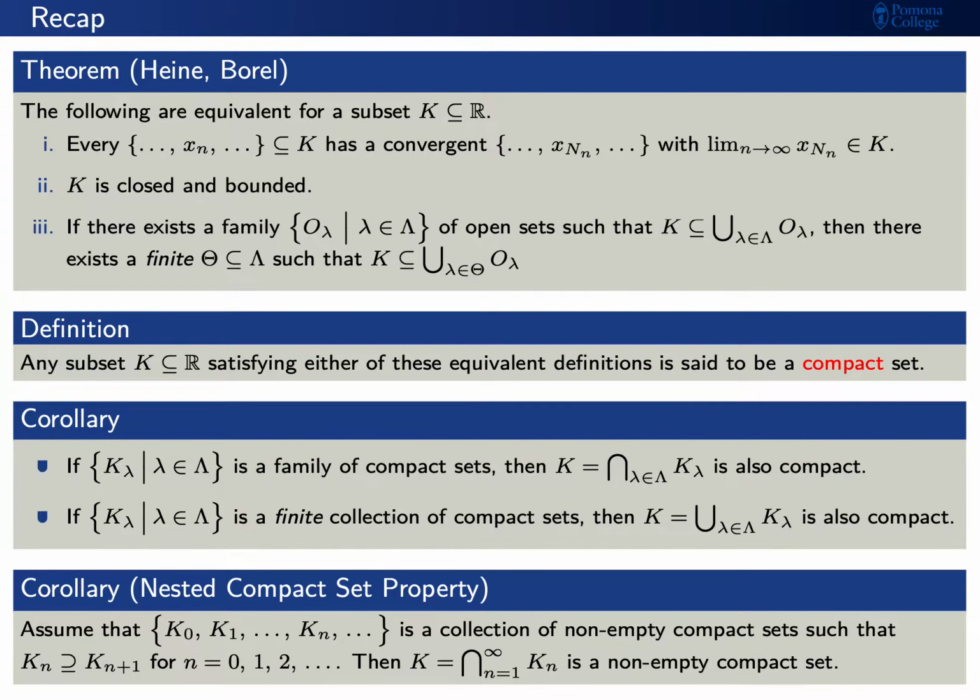We have the nested compact set property that says if we have a collection of non-empty compact sets K sub n such that K sub n plus 1 is contained in K sub n, then the intersection is also a non-empty compact set.